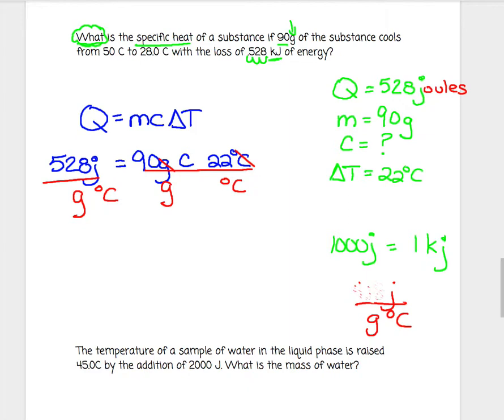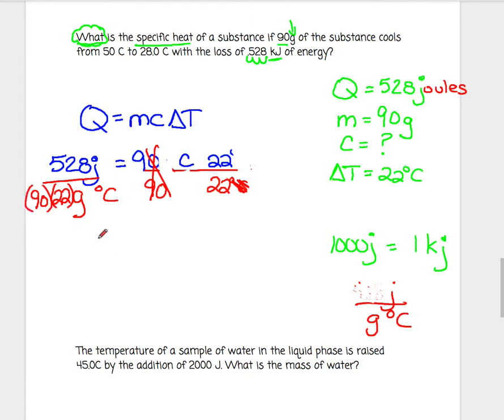So these canceled, and these guys canceled. The C is what I'm looking for, that's my specific heat, and on this side of the equation I got joules per gram degree Celsius. Now we also have to divide both sides by 90 and by 22. I'm going to divide both sides by 90, which cancels this 90 out, and divide both sides by 22 degrees Celsius. The degrees Celsius is already over there, so let's not put that in to confuse you.